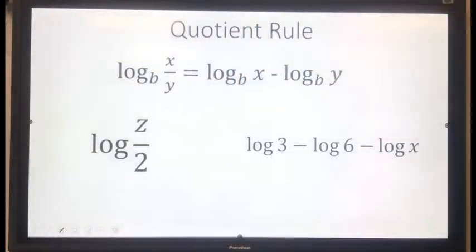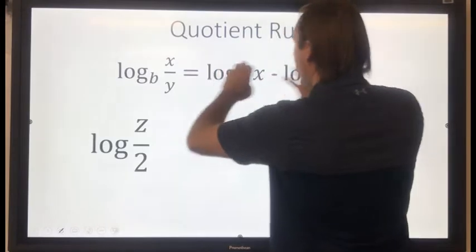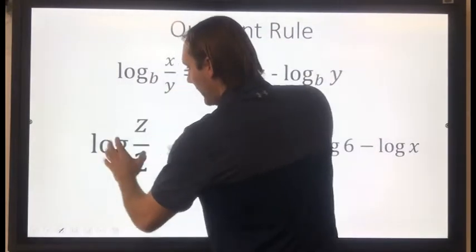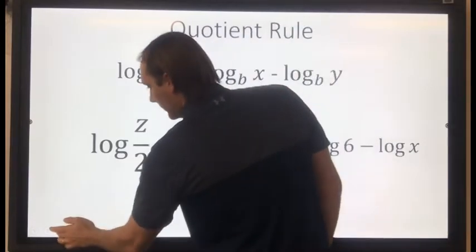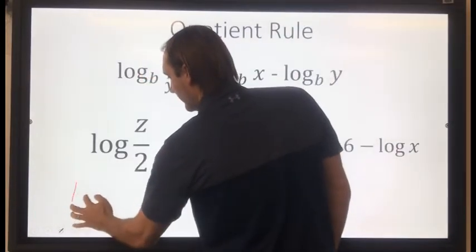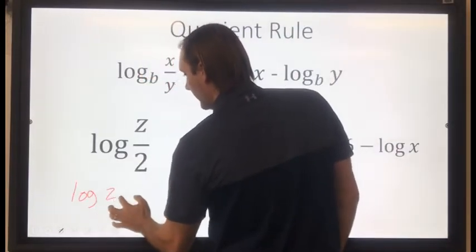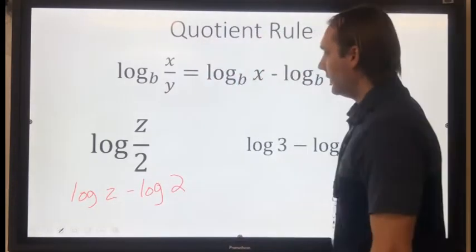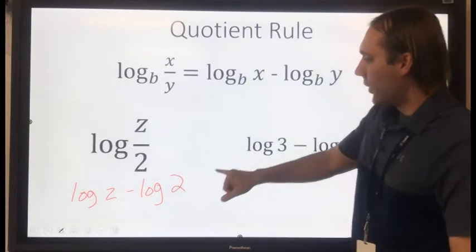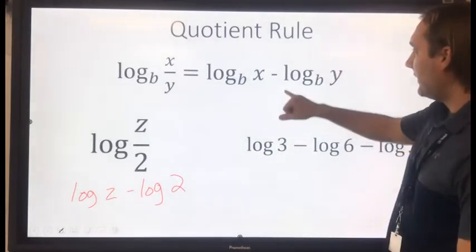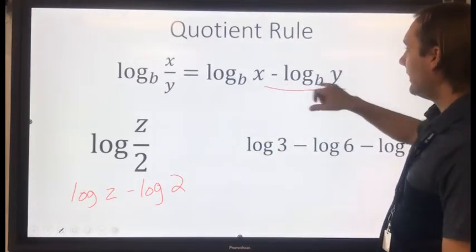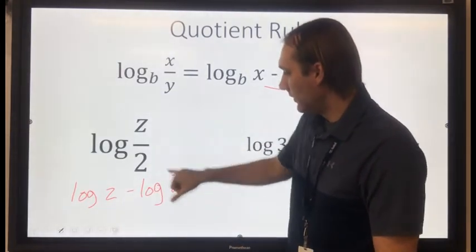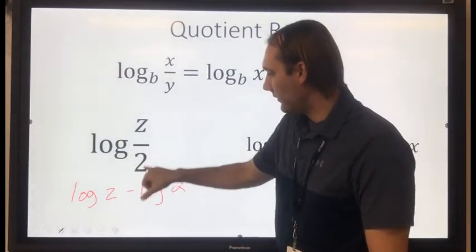Now with the quotient rule, if multiplying you're adding, dividing you're subtracting. So if I want to expand this out, log base 10 of z divided by 2, I'm going to use my subtraction here. So log base 10 of z minus log base 10 of 2. Now one important thing to note, what number goes on the denominator? That's the number that has a negative in front of it. So in this case, 2 has a negative in front. 2 is in the denominator.